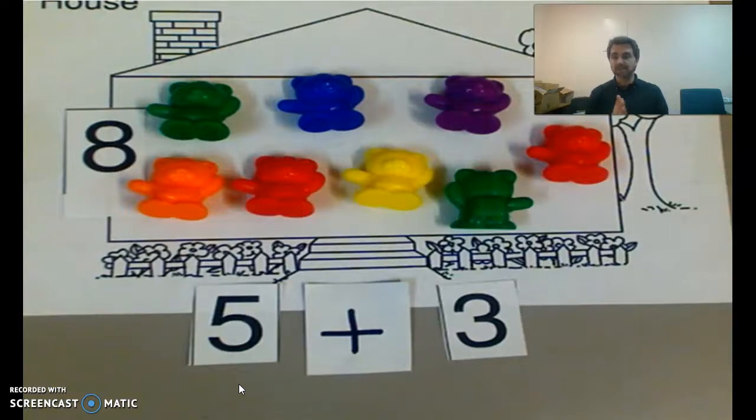All right, so awesome job. This is just an introduction to addition. I know some of you have already done this before. Some of you, this might be new. Remember, that plus sign means the same thing as adding to. And the next time, we'll do some more addition when we talk again.